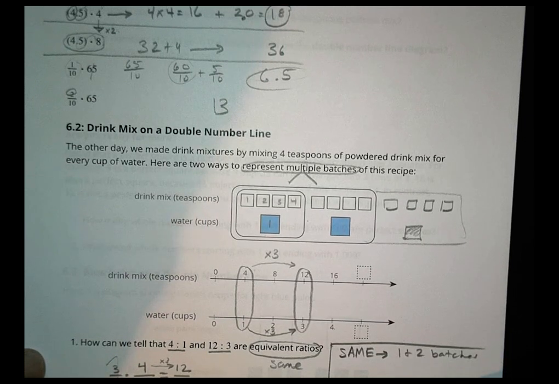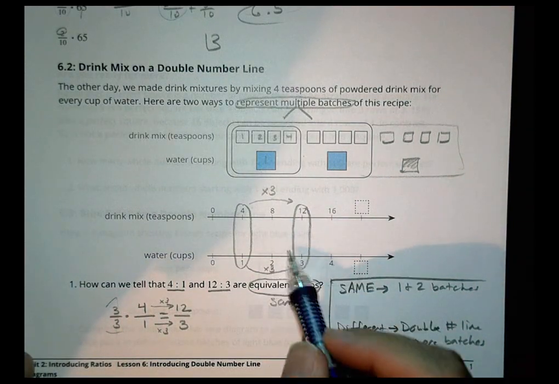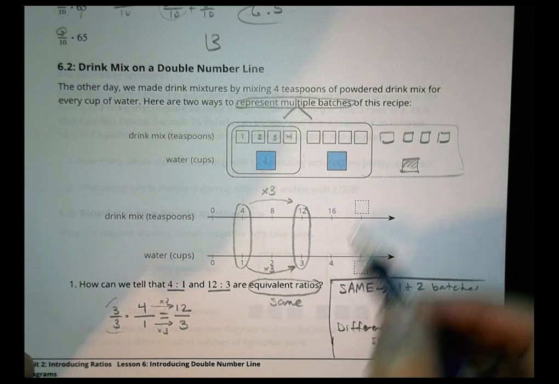I could say that the double number line shows more batches. It shows more ways. Oops, sorry about that. I'm off the page. The double number line shows me more ways I can make the same drink mix, doesn't it? I can make it with 8 and 2, 12 and 3, 16 and 4, and I can keep going.